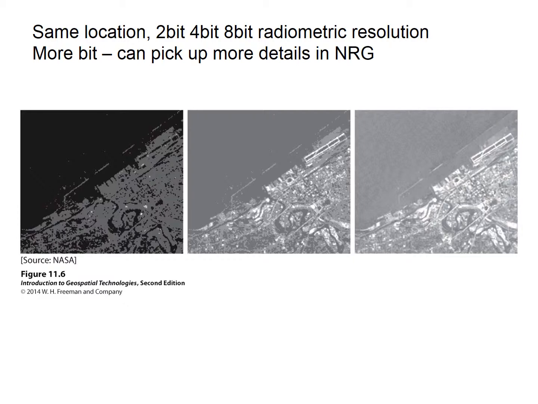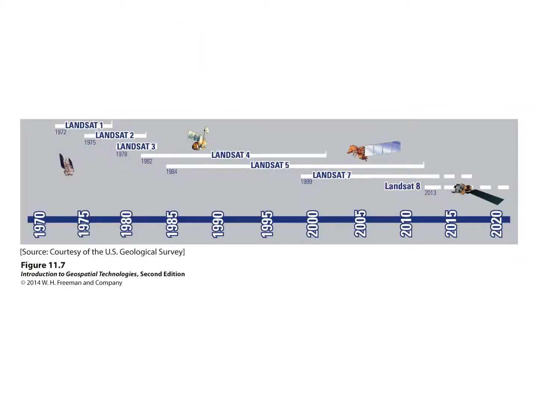And if you look at these images going from left to right, you have a 2-bit radiometric resolution, a 4-bit, and then all the way over to the end at 8-bit. And you can see that there's a lot more variation in terms of light to dark, which means it's potentially more information there that you can collect.